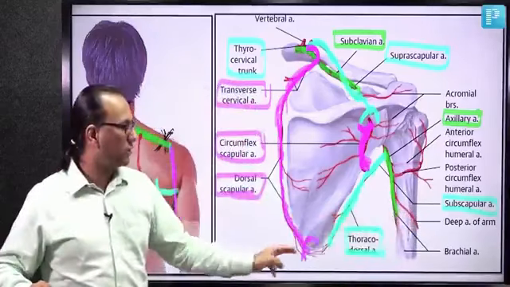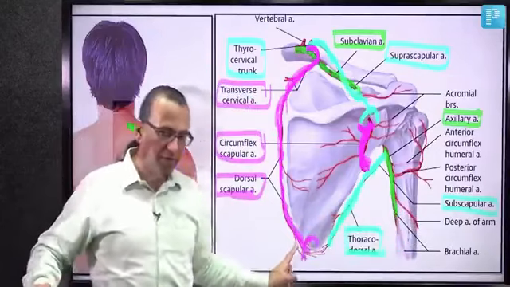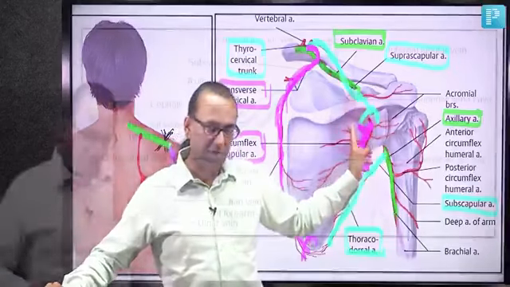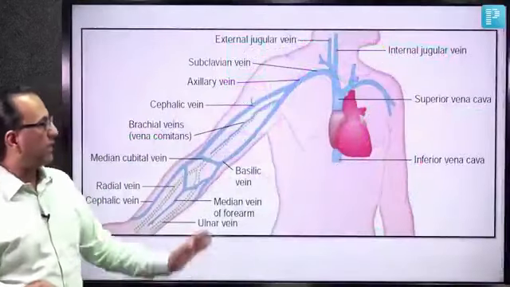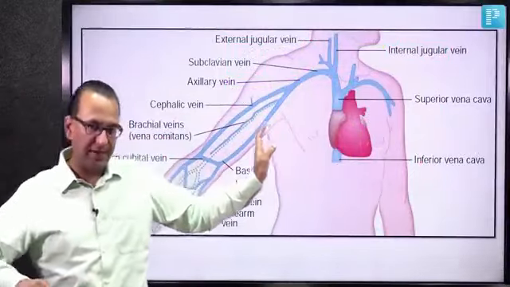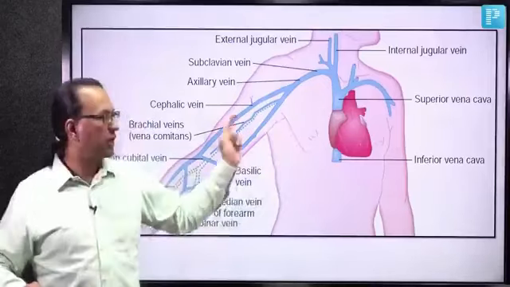So basically, the 2 anastomoses are there. One is the thoracodorsal artery and the dorsal scapular artery, and the other is the suprascapular artery and the circumflex scapular artery. Here we are going to talk about the veins of the upper limb now. Since we already know the arteries, it will be easy to follow the veins because they have the same name. But this is about the deeper veins.